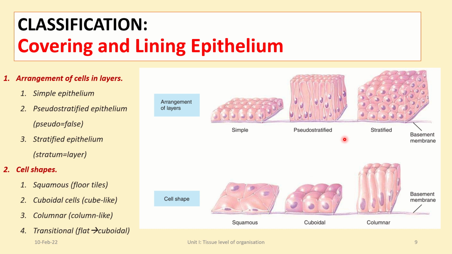Stratified meaning layers. The second type of classification of covering and lining epithelium is on the basis of the cell shapes. So whether they are squamous, that is, like square floor tiles, or they are cuboidal, just cube shaped, or they are columnar, like columns, or they are transitional, meaning that they are initially of one shape. They could be flat initially and then progressively over time, either because of the relaxation or contraction of the muscles, they move from flat to cuboidal and vice versa.